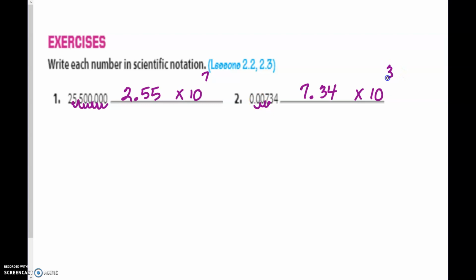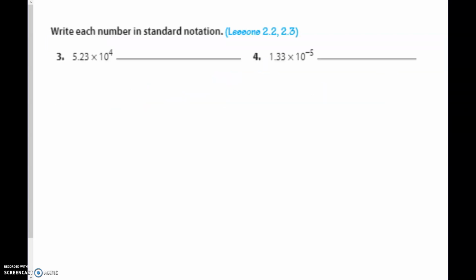And so sometimes kids just accidentally write a 3. Now that 3 means that we have a really big number. But if you look here, that original was 0.00734, a super tiny number. So make sure that you have a negative exponent in there. 7.34 times 10 to the negative third.